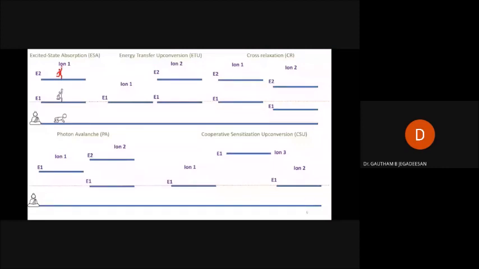The second mechanism is energy transfer upconversion, in which the ground level electron absorbs energy and gets excited, so it reaches energy level 1, excited level 1. Now the energy from this ion 1 is taken up by the electron present in excited state 1 of ion 2. By taking the energy, it gets excited, so that you get upconversion here.